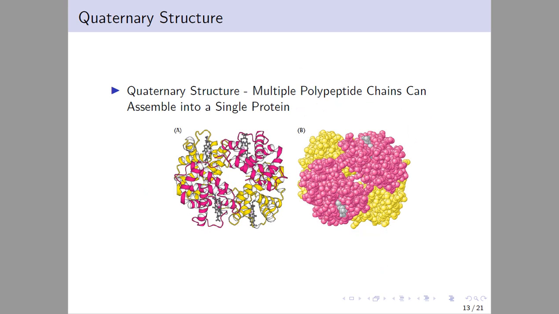So the next one is quaternary structure. Multiple polypeptide chains can assemble into a single protein. So this green one is one polypeptide, the yellow one polypeptide, the red one polypeptide, this yellow one polypeptide, this red one polypeptide. You can combine together to make this quaternary structure.